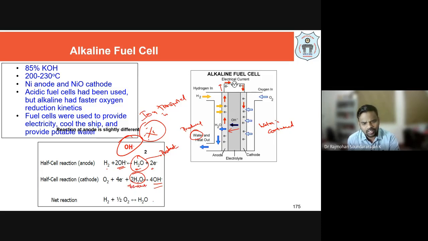That we should know. Overall reaction is the same, H2 plus O2 giving water, but we should know what reaction is taking place. So what is happening at the cathode? At the cathode you have oxygen and these electrons coming, and it consumes water to produce OH minus hydroxyl ions. If you balance it, we are going to have 4 electrons and 2 water. And the thus produced OH minus ions will be passing through the electrolyte.